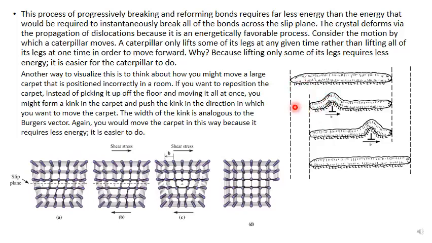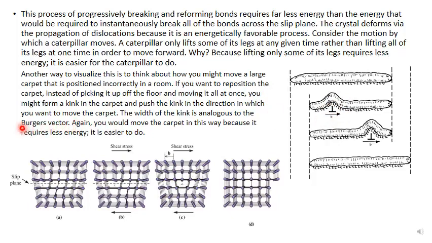Thus she creates a kink here, and there's a difference between this position and this position. By making a kink and then pushing the kink, she finally moves herself by consuming much less energy than the movement by using all its legs. The kink here is quite similar to having a dislocation. And you remember this symbol is for dislocation.